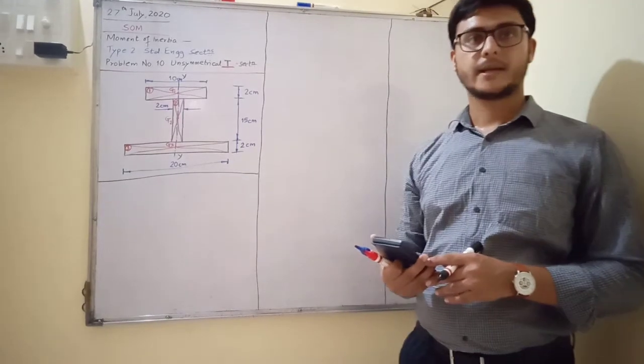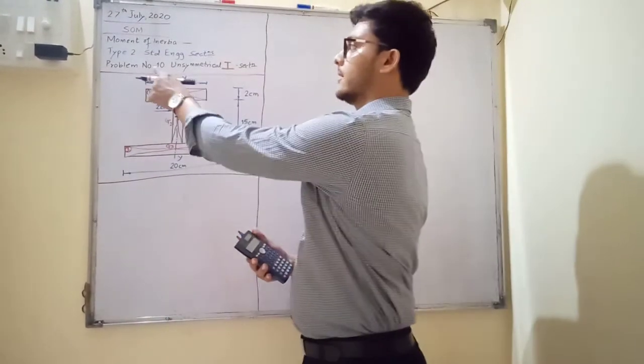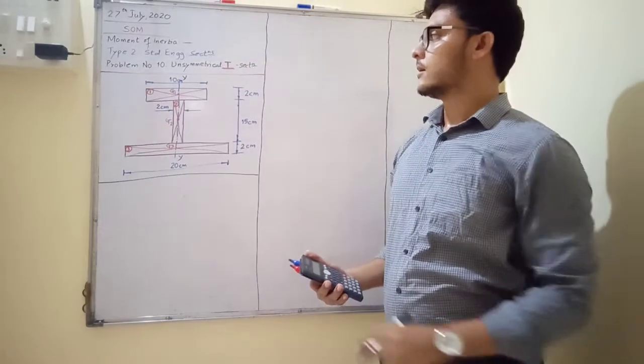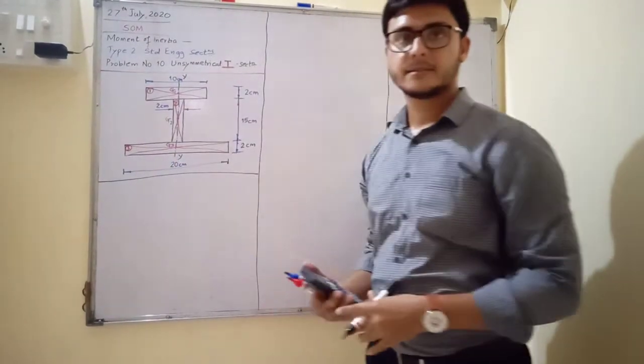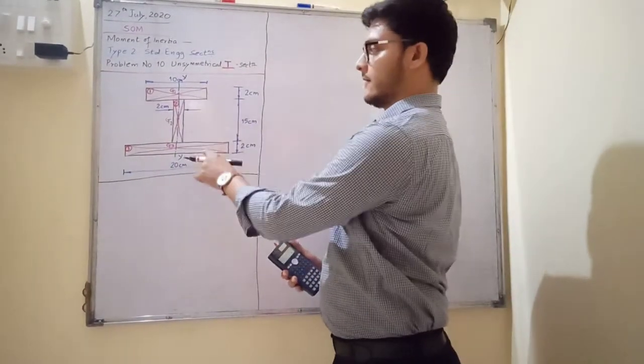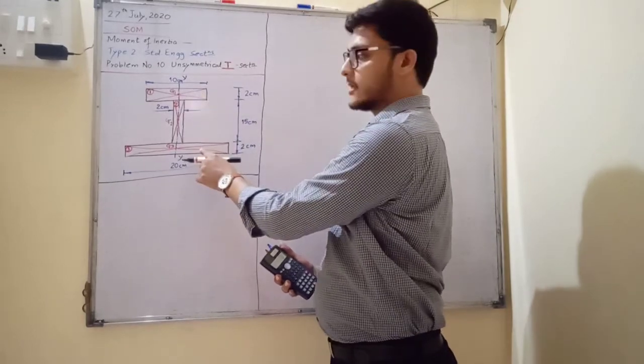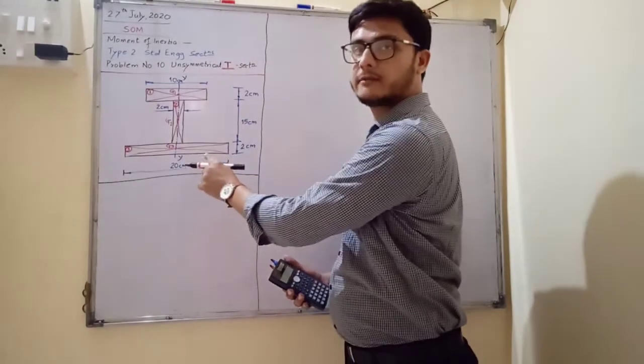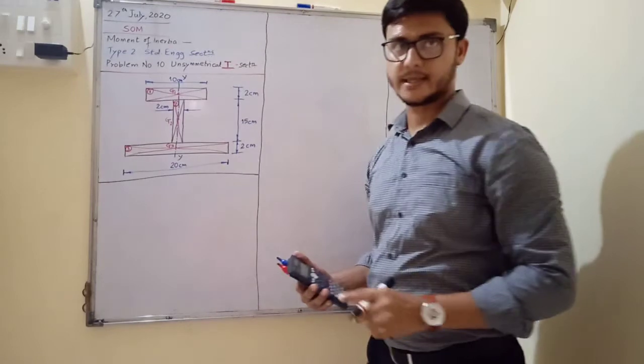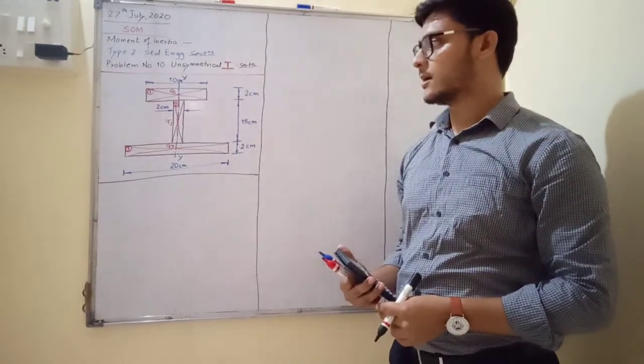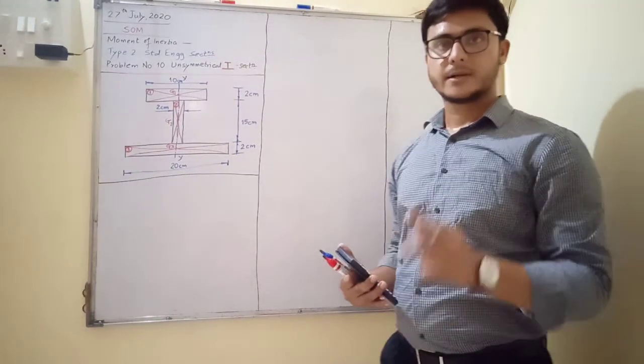Hello students, next is problem number 10, unsymmetrical I section. An unsymmetrical I section is similar to an I section. It has flanges, an upper flange and a bottom flange, but the width of the bottom flange is more as compared to the upper flange. Hence it is called an unsymmetrical I section. The problem will be different. I will read out the problem.